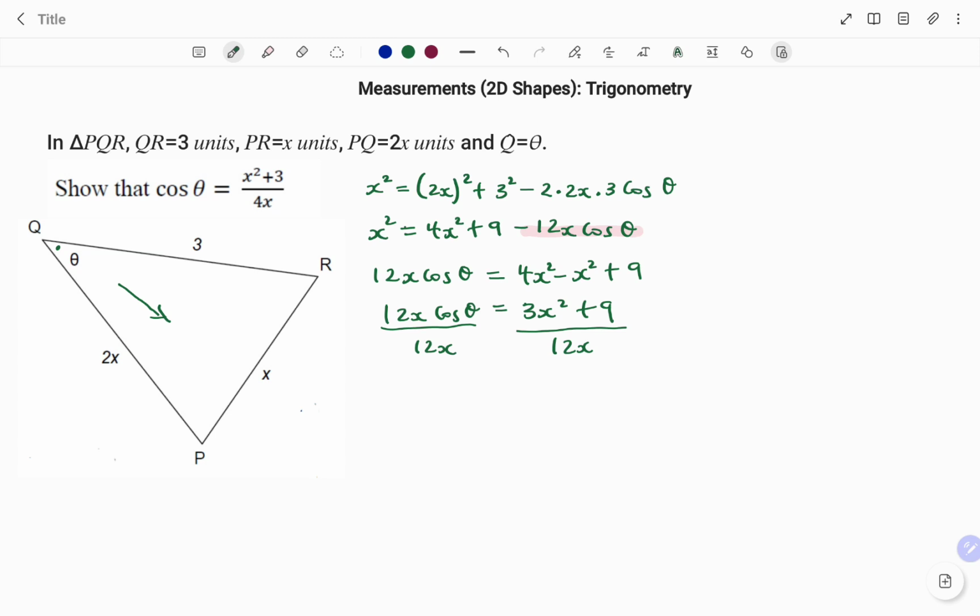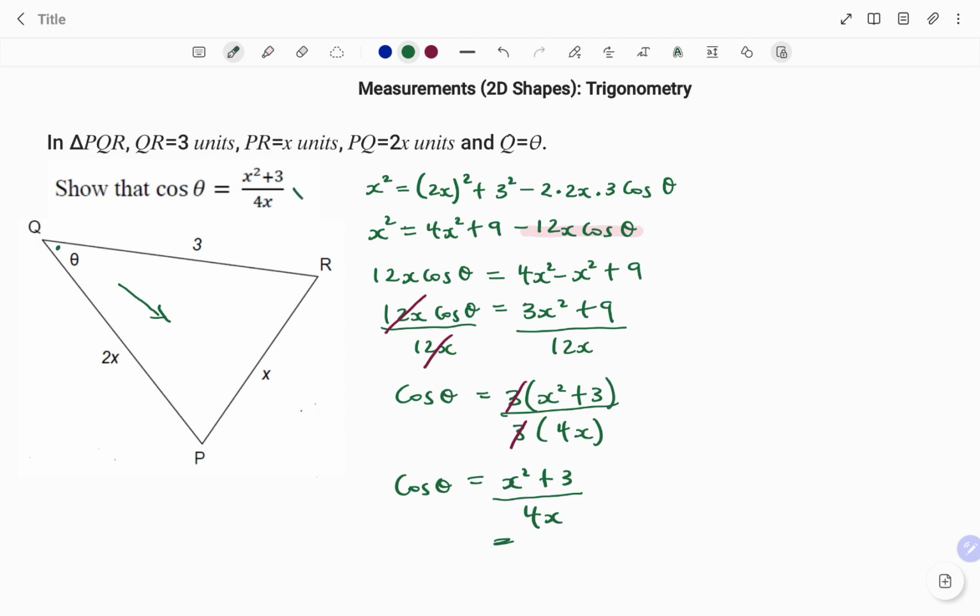I have 12x cancelled, 12x in 12x. I'm left with cos theta equals, I need to simplify by factorizing. The common factor for my numerator is 3. I'm left with x squared plus 3. And if I take out 3 as a common factor for my denominator, I have 4x left. 3 divided by 3, that's 1. So therefore, my cos theta equals x squared plus 3 over 4x, which is what I have in the question.